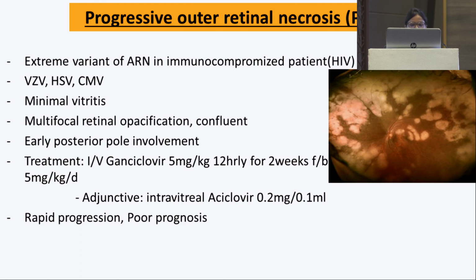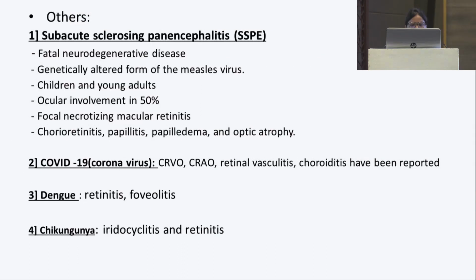The treatment is intravenous ganciclovir with the dose of 5 mg per kg, 12 hourly for 2 weeks, followed by 5 mg per kg. We may also add intravitreal acyclovir if there is a posterior pole involvement. But it has a very poor prognosis.